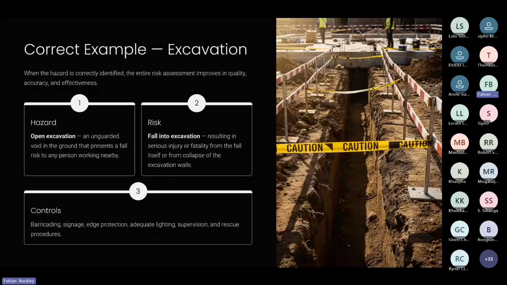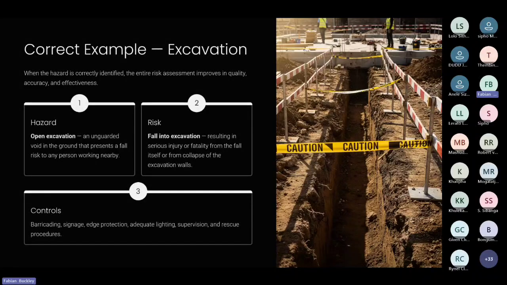Or is it just the fact that there's no barricading in place, so now we need to put barricading in place? Whereas if we're looking at the actual hazard as the example has been presented, you're looking at the actual hazard being the open pit or the open, unprotected, unguarded void in the ground. That is the concern. And that's not going to change. And then from that, we're going to have multiple hazards, multiple risks that we're going to derive from that specific hazard itself. Okay. So let's move on.